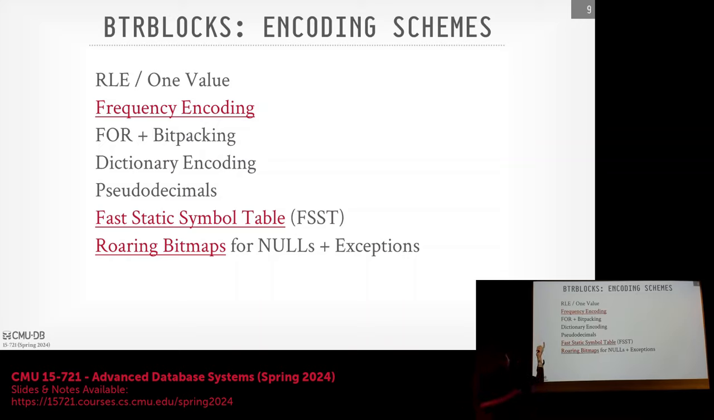Frequency encoding we didn't talk about, but this comes from IBM's DB2 BLU system from a few years ago. Basically, you look at your column and figure out the most common value, the one value that appears most often, and store that separately. Then you have a bitmap to say where it occurs in the column, and all the other values that are not that top value, you store in an uncompressed way. But then you feed that back into the encoding scheme to compress it further. Right, so think of, what's a good example of this?